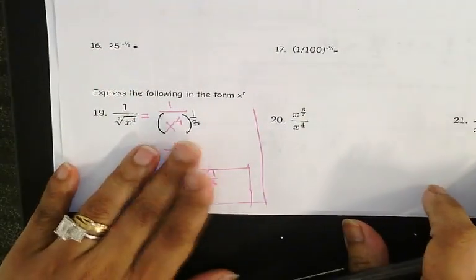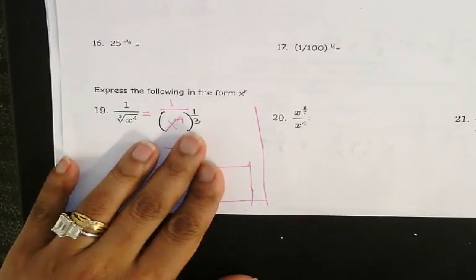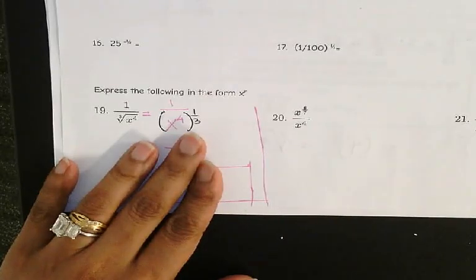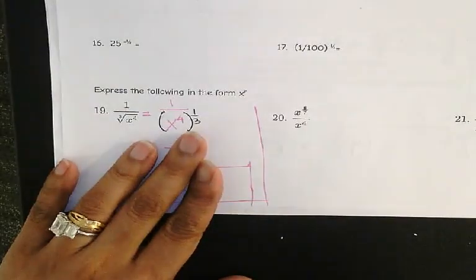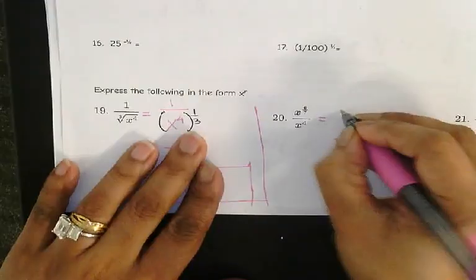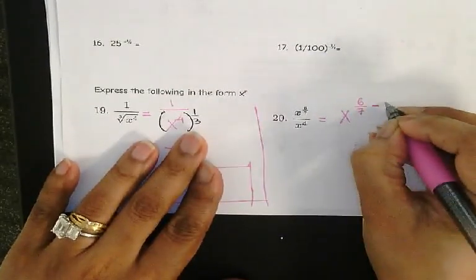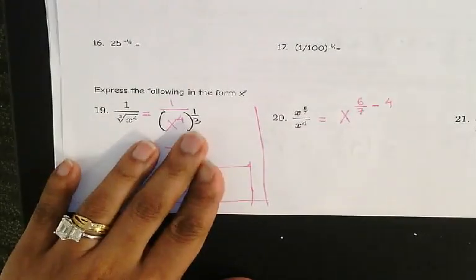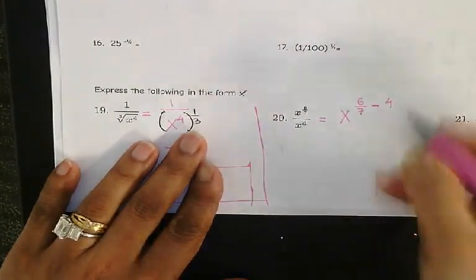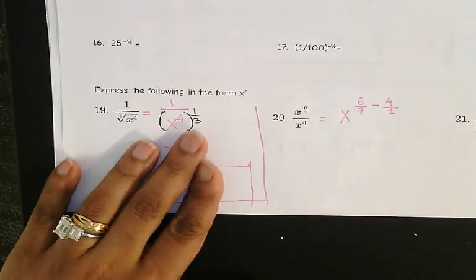Number 20. The base is same. Both of them have power and they are divided with each other. What do we do? If we have a division, what happens to the power? We did it before. Subtract. We subtract the powers. So here, we're going to subtract the power, x to the power 6 over 7 minus 4. It's a whole number. We can make it a fraction.